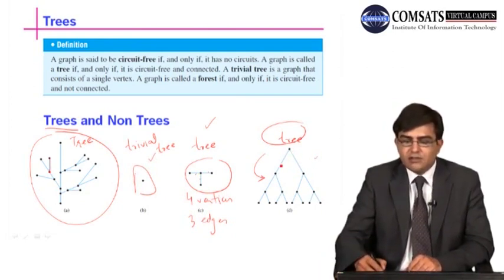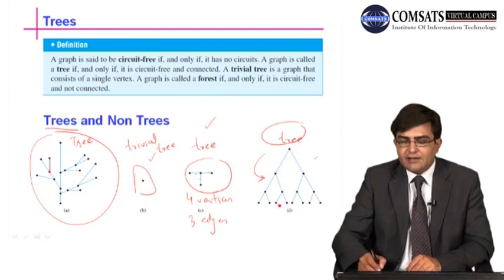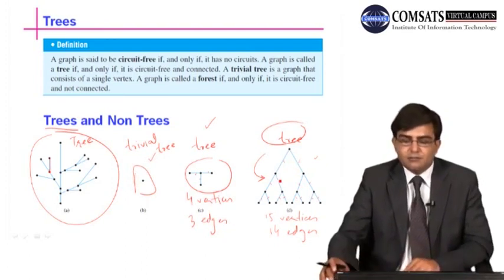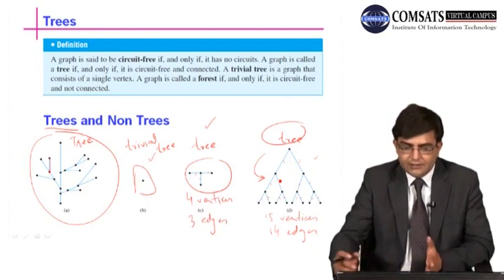Similarly, this one has 1, 2, 3, 4, 5, 6, 7, 8, 9, 10, 11, 12, 13, 14, 15. It has 15 vertices, so it must have 14 edges. It's connected, so it's a tree. Edges: 1, 2, 3, 4, 5, 6, 7, 8, 9, 10, 11, 12, 13, 14, so it has 14 edges. So according to that theorem, it's a tree. So it's really a tree.